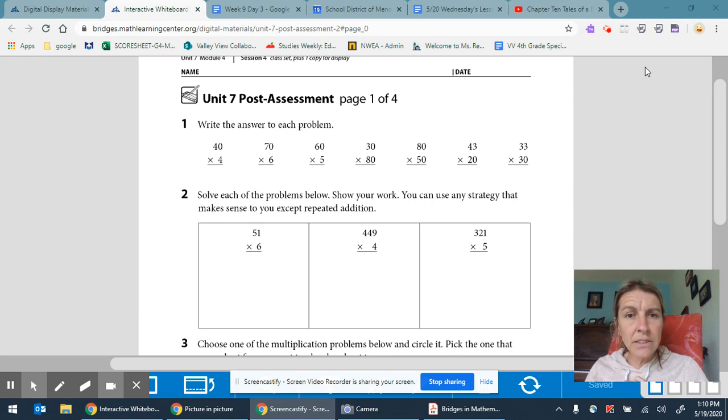It says, write the answer to each problem. So the first one has 7 multi-digit multiplication problems for you to solve. And number 2, it says solve each of the problems below. So they want you to solve each one. Show your work. You can use any strategy that makes sense to you, except don't use repeated addition. All right, pause the video and go give them a try.